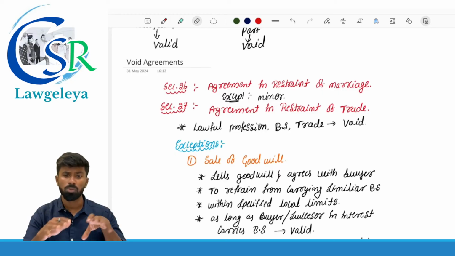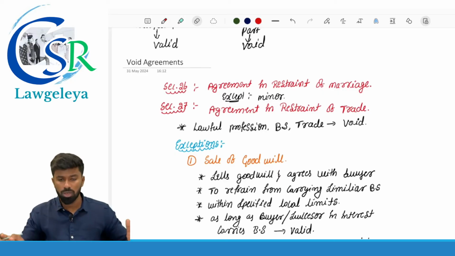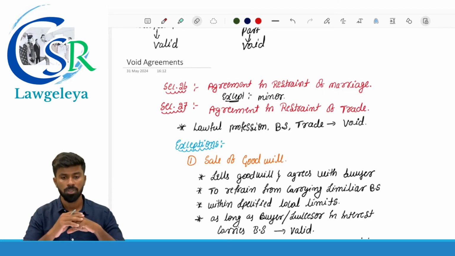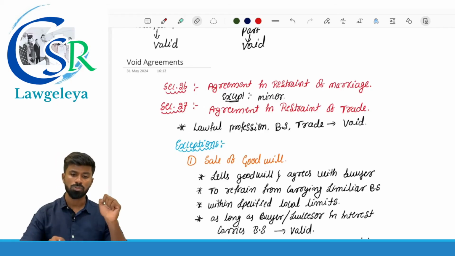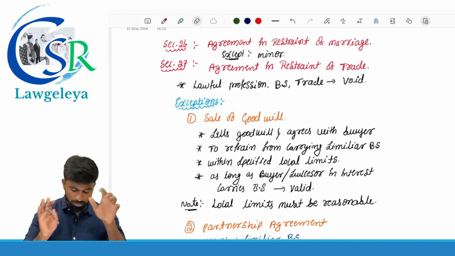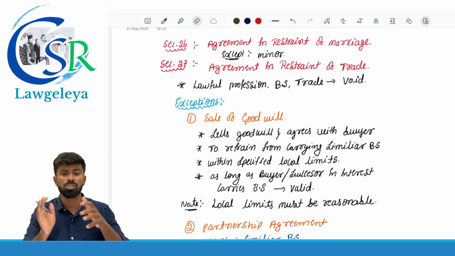To marry, not to marry a particular person, or not to marry anyone for a particular period or for a whole time. Such agreements are void, not enforceable by law. Section number 26, agreement in restraint of marriage is void.